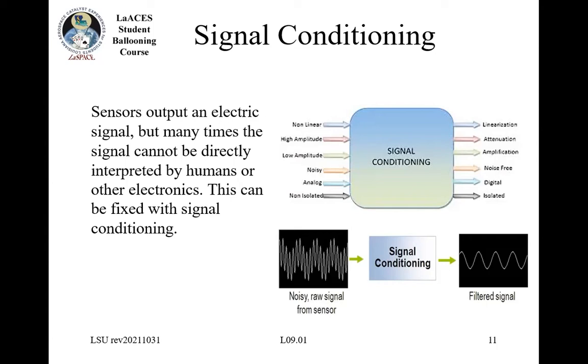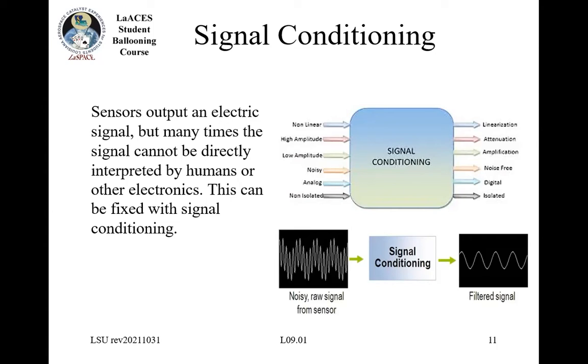Often, if you're dealing with something that's very sensitive, the signal is going to be pretty noisy, so you're going to have to use some techniques to remove that noise. Most of your raw signals are some sort of analog signal. And if you're going to record that to a digital device, or use it with a microcontroller, you have to convert that to a digital format.